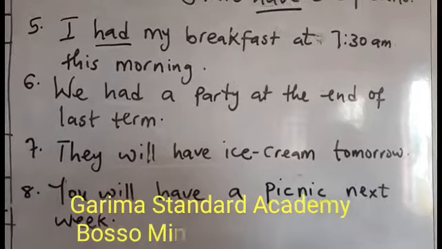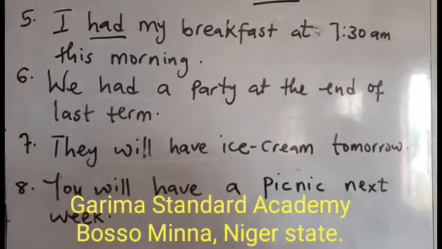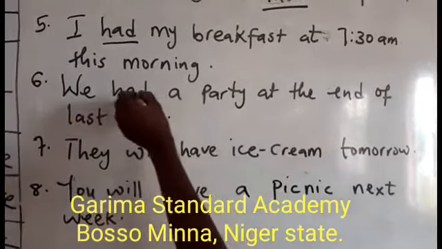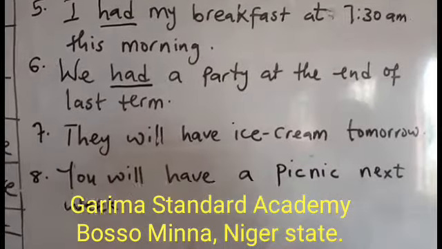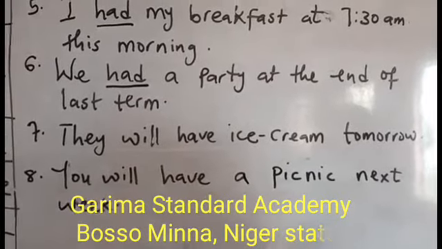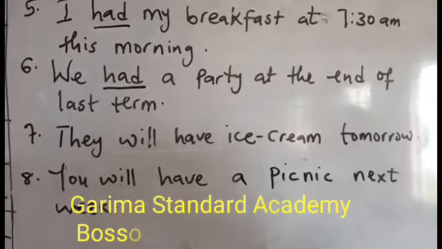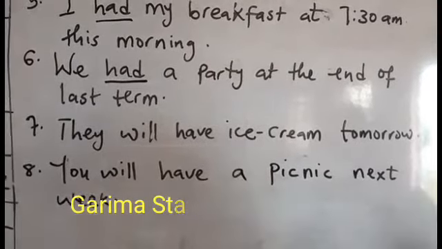We had a party at the end of last term. We had. Now the verb is in its past form. We had a party at the end of last term. It's already in the past.